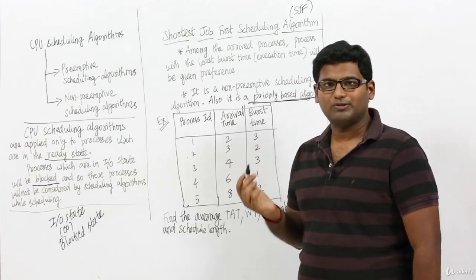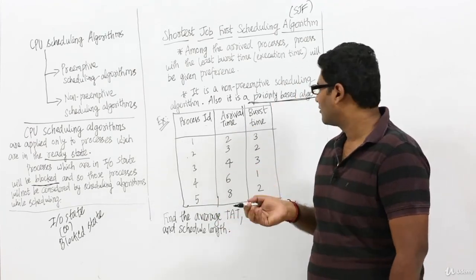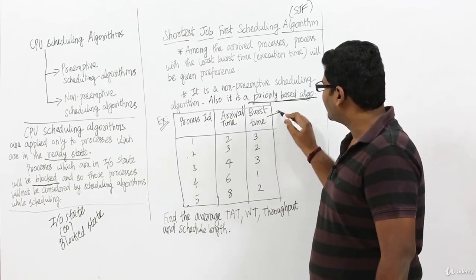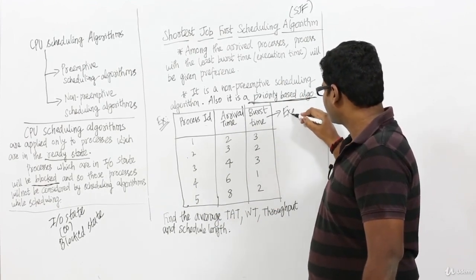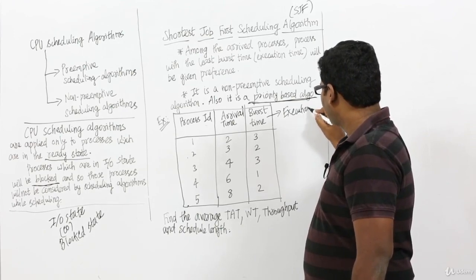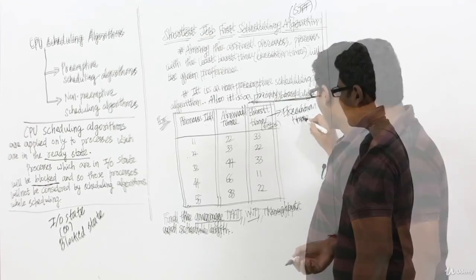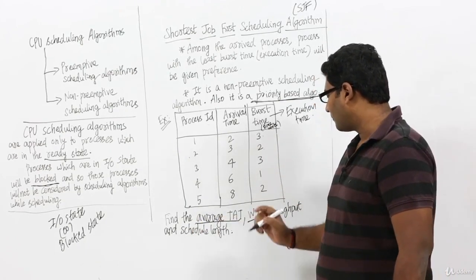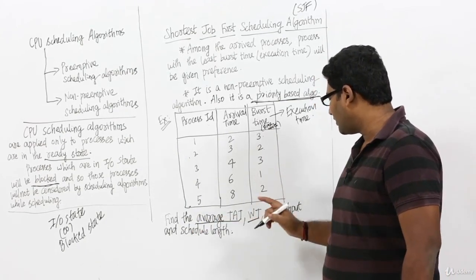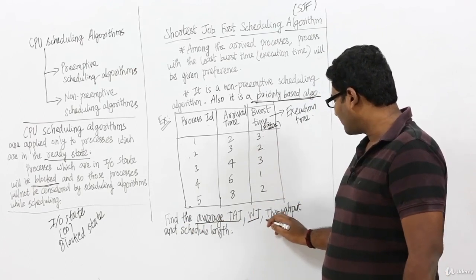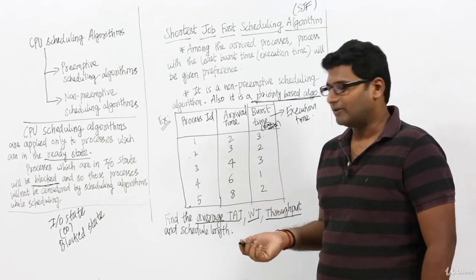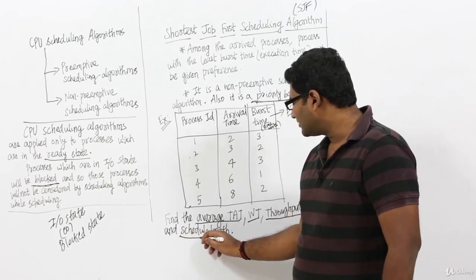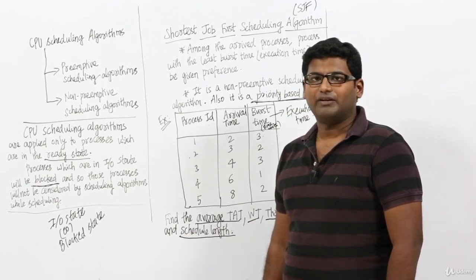It can be nanoseconds, milliseconds or whatever. They have also given the burst time. Burst time is also called execution time, as you know. They have asked us to find the average turnaround time and waiting time, where WT means waiting time. They have also asked for something called throughput, which we have not seen till now, and something called schedule length. What is the length of the schedule?